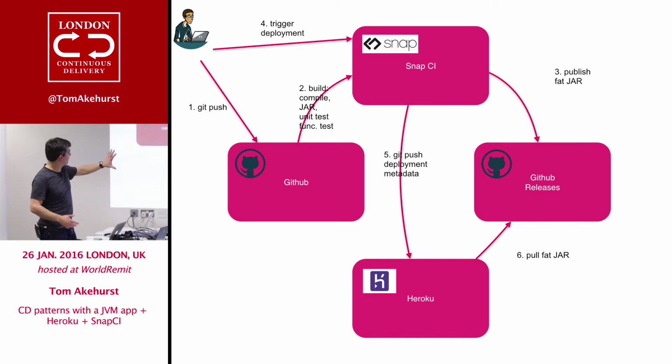So after we did all this, this is what our process looked like. Hopefully it doesn't need too much explanation. The jar file is coming out of SnapCI and being pushed into GitHub releases, and then being pulled out by Heroku at the point that you need it after you've triggered a deployment.